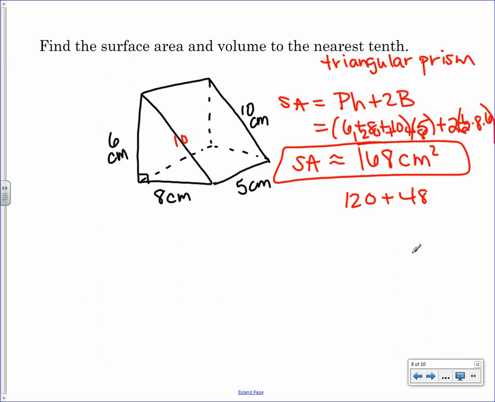No, you're fine. 24 times 5. 6 plus 8 plus 10? Is that 20? Well, yeah, I was looking at it wrong. Oh, 24. You're right. I'm sorry. I was looking at the 120 underneath it. Oh, I got it. Okay, what was I supposed to get? 168. Okay, that's right. Good.